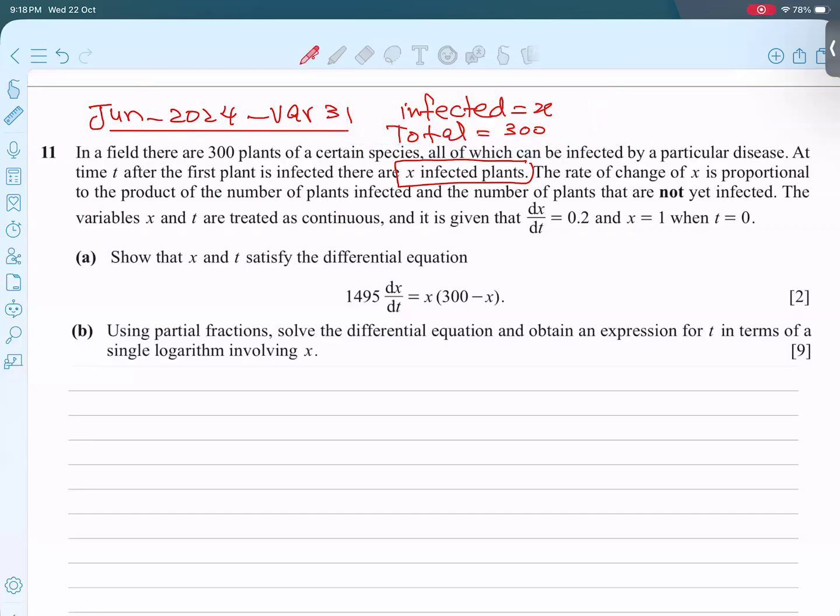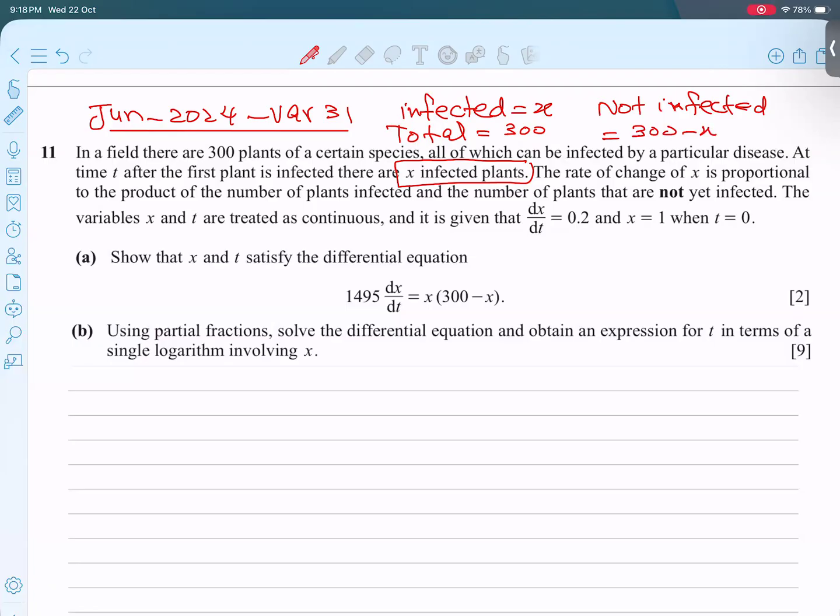If I ask what the other ones are, the unaffected, or not infected, we can say not infected is 300 minus x. I think this part is very clear.